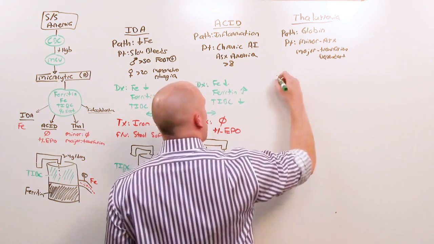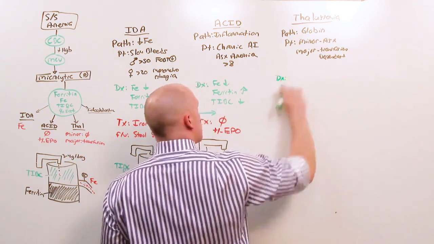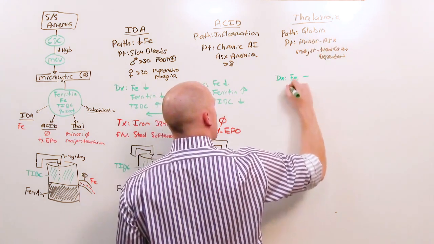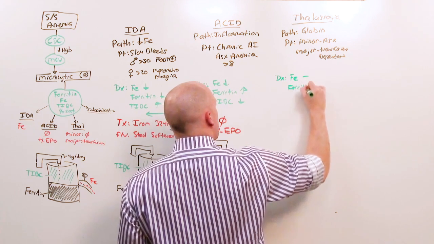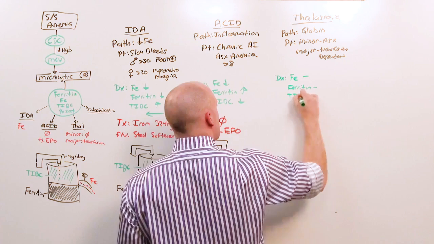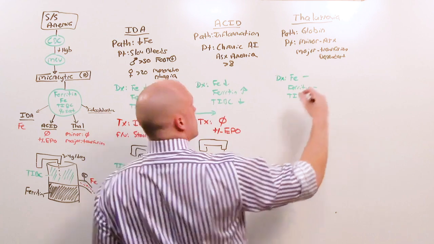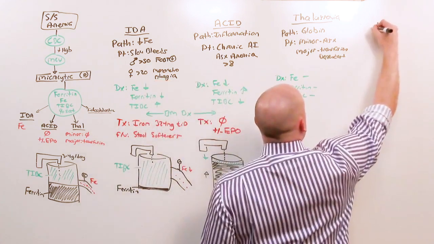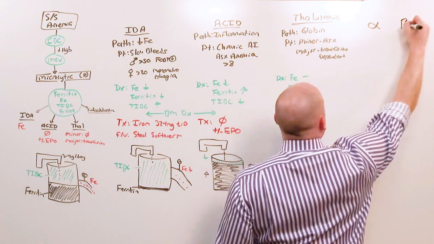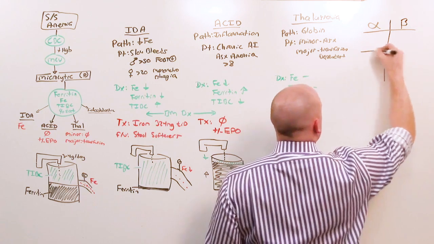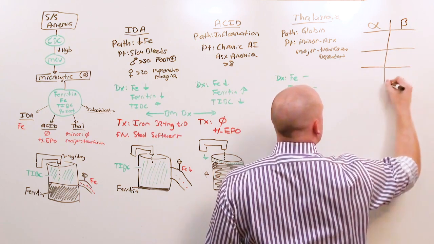In this case, the iron studies are going to be normal because it's a problem with globin, not with heme. The iron is normal, the ferritin is normal, the TIBC is normal. Let's explore this a little bit in more detail. You do not have to remember which genes are mutated or deleted. You don't have to remember what chromosome they're on. What you do need to know is how your patient is going to present.